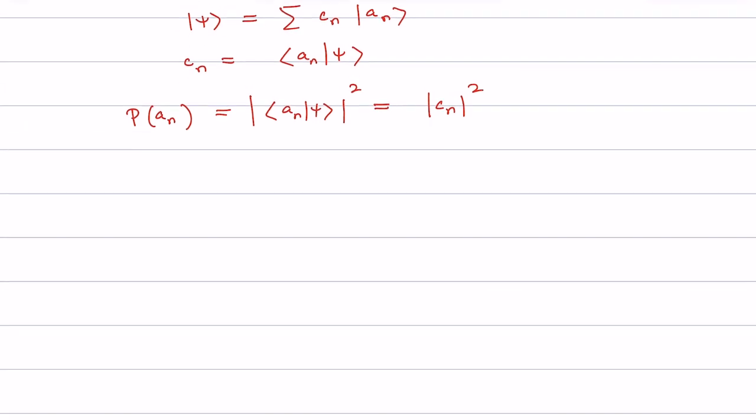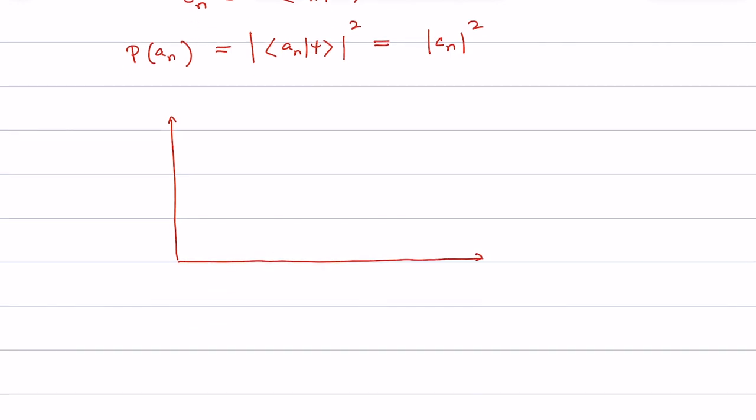Suppose I draw the x-axis and y-axis. On the x-axis, let me put the eigenvalues. Suppose I have these eigenvalues on the x-axis, let us say a1, a2, a3, a4, a5, and so on. We have all the eigenvalues on the x-axis, and along the y-axis, let me put the corresponding probabilities.